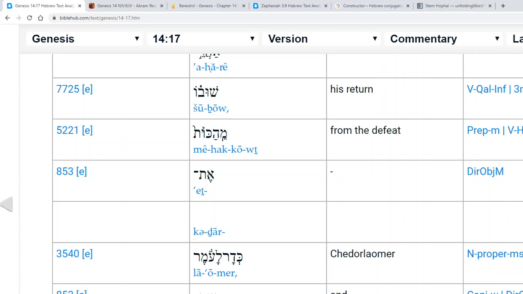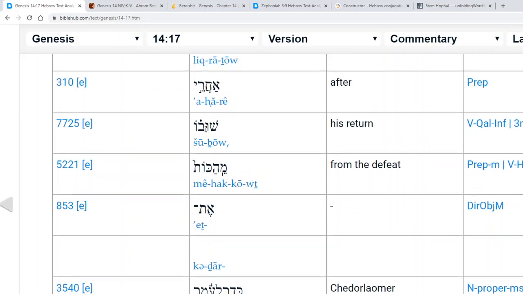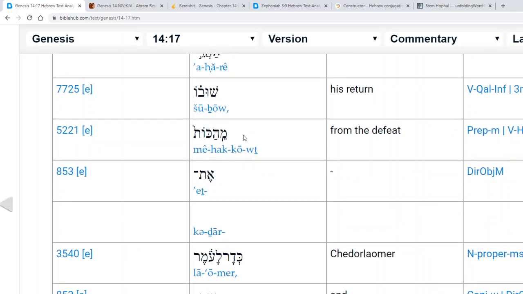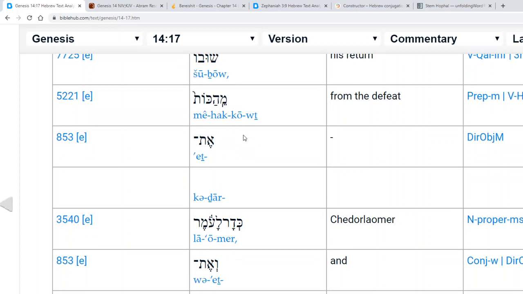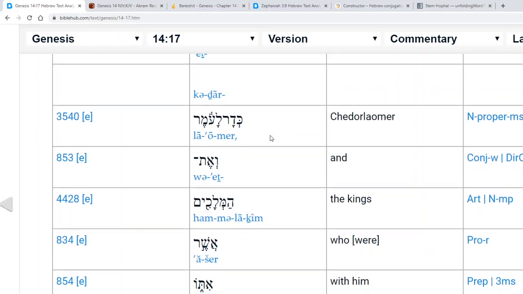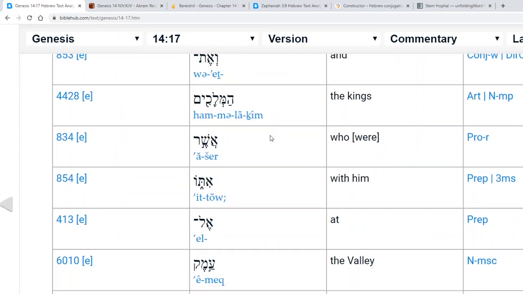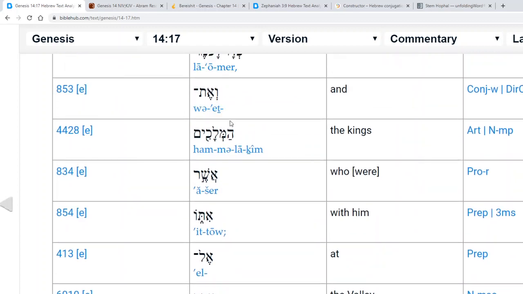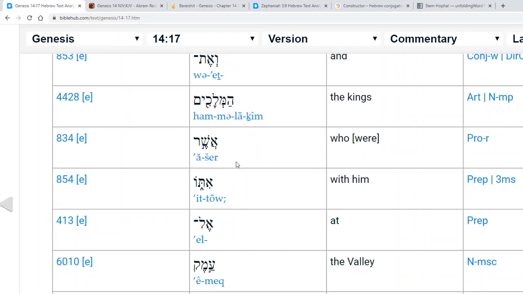There, it is written with the vav. It's written be milui, as is shuvo, but mehakot, from defeating, from smiting. Et is the direct object marker. Kedar laomer is his name. The et, so conjunctive vav, et is the direct object marker. Ha melachim, the kings, right? So the article, and then melech is king, melachim is kings.